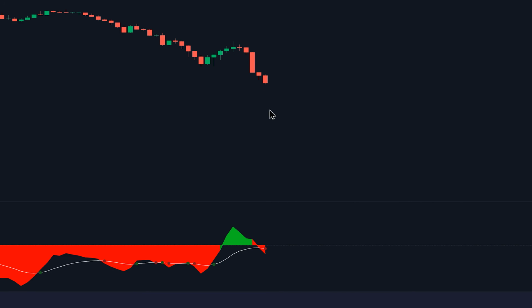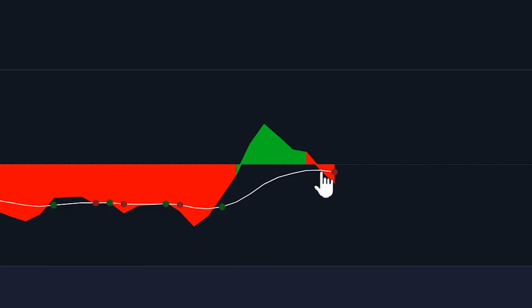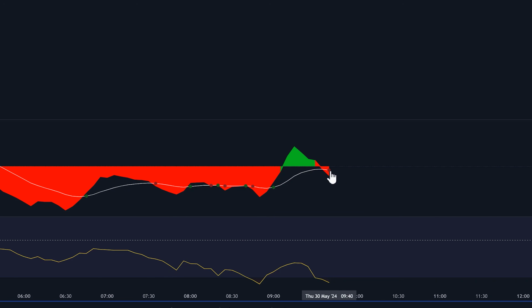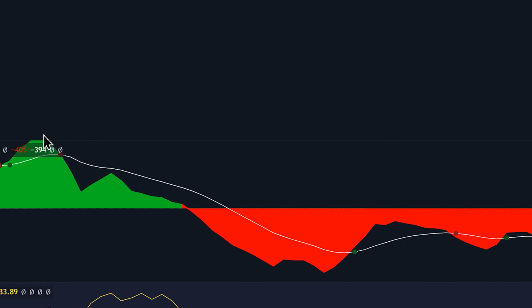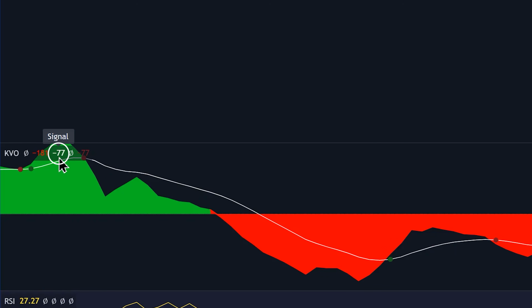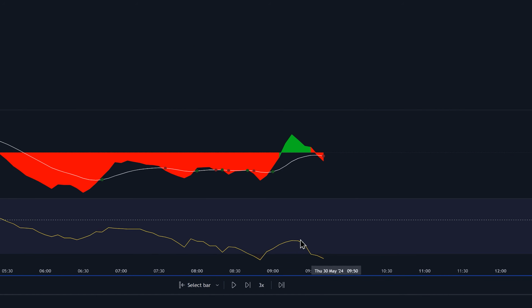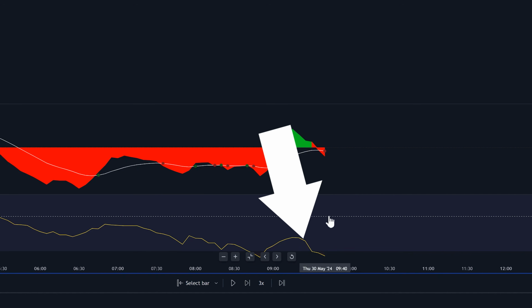Next, at the time the dot is printed, you want to make sure that the white signal line is under the 0 level. To be sure that it's under the 0 level, you just hover your mouse pointer at the dark red dot and you look at this number. It should be in the negative. Our last condition is to confirm that the price is in a bearish trend by ensuring that the yellow RSI line is under the 50 level.